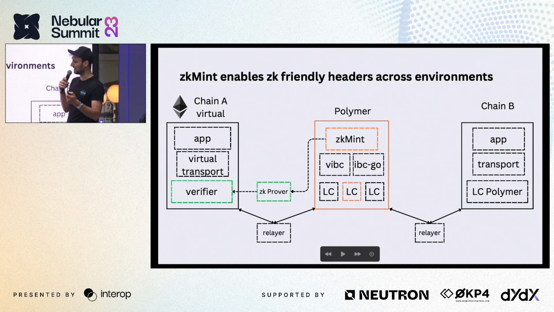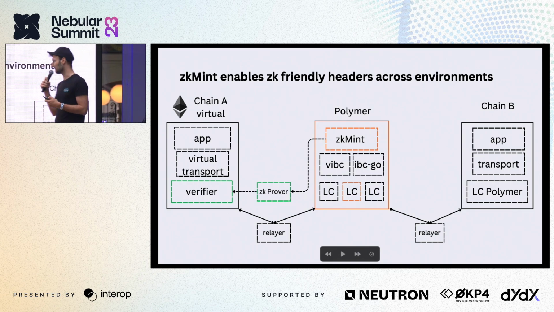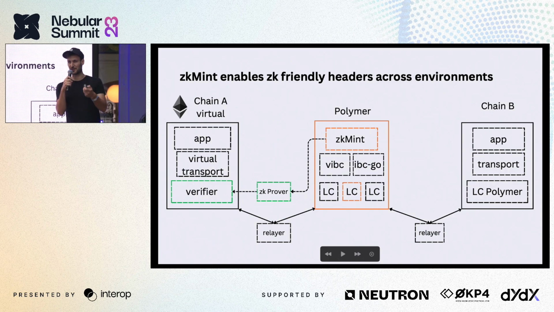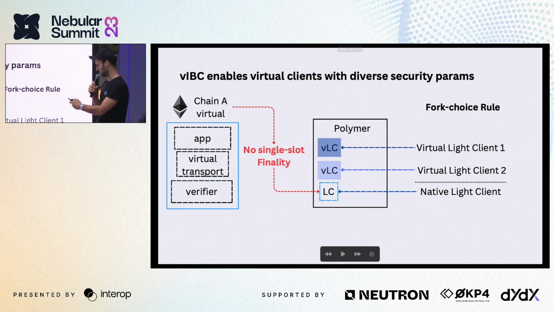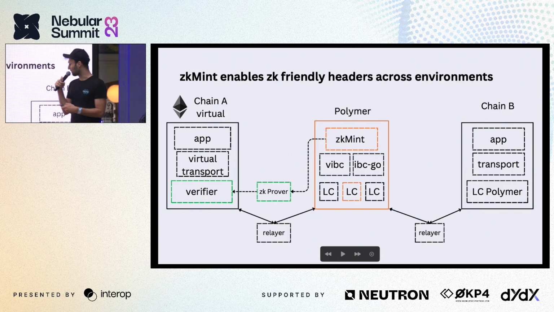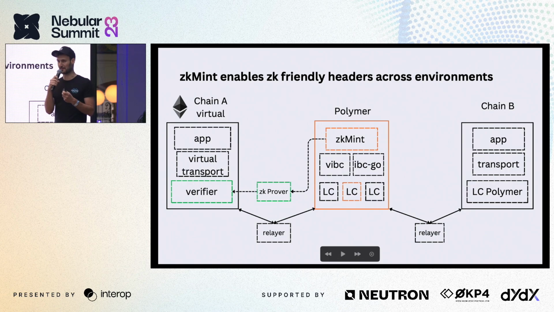And then the remaining puzzle piece was ZK Mint. Remember that verifying Tendermint consensus inside the EVM was cost prohibitive. So how do we go about solving that? At Polymer we have ZK Mint, which is a novel consensus engine, which essentially makes it possible to have, at each height, multiple headers in different formats that are optimized for each execution environment, in this case, the EVM.